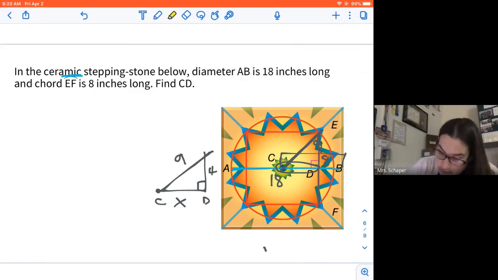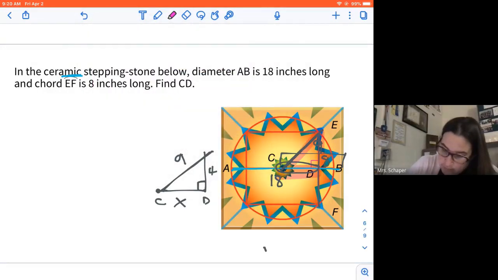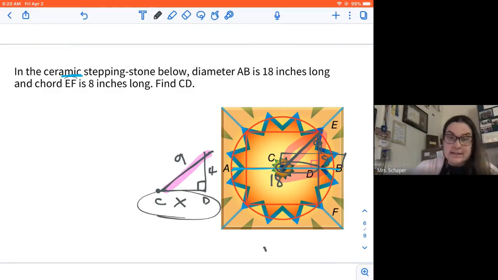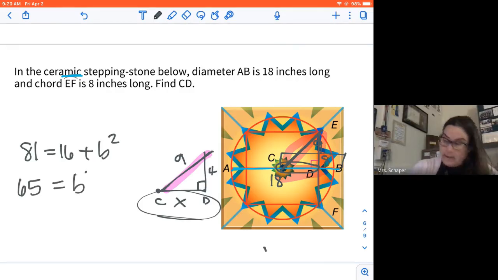Let's get pink in here. It might help. Right here, a right triangle. We know that the radius is 9 because the diameter is 18. This 9 represents the radius. So now we can use the Pythagorean theorem to figure out CD. So 81 is equal to 16 plus b squared. So 81 minus 16 is 65, equals b squared. So we'll take the square root of 65.